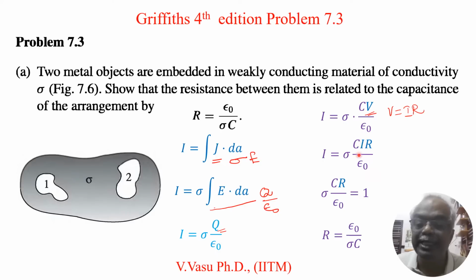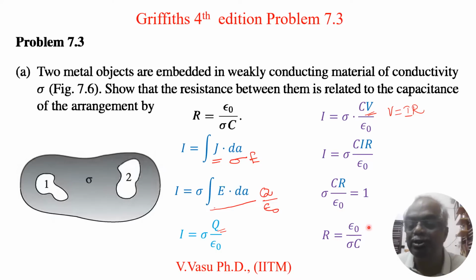Now you bring the I to the left-hand side. I divided by I is 1. The remaining term is sigma CR over epsilon naught. Then you bring epsilon naught to the other side, and sigma C to the denominator. So we have proved R is equal to epsilon naught over sigma C. That is, the resistance is related to capacitance.